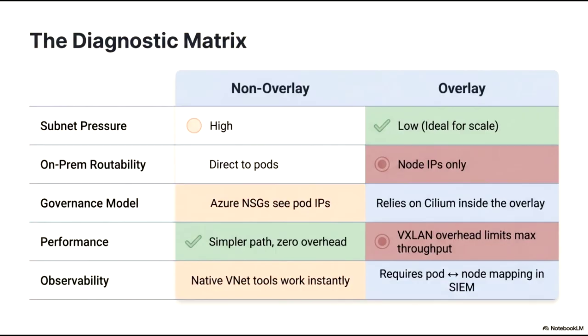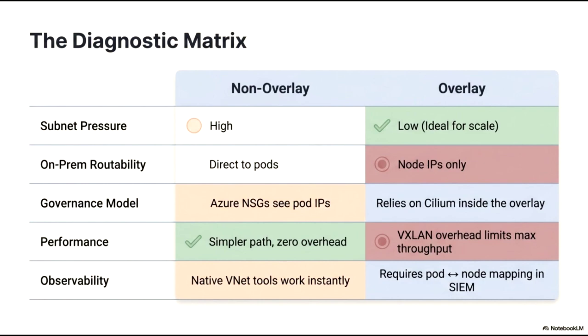From a governance perspective, non-overlay is often preferred because Azure Network Security Groups can see pod IPs natively. In an overlay setup, security relies on tools like Cilium operating inside the overlay itself. In terms of performance, the non-overlay model provides a simpler path with zero overhead. Conversely, the overlay model introduces VXLAN overhead, which can limit your maximum throughput.